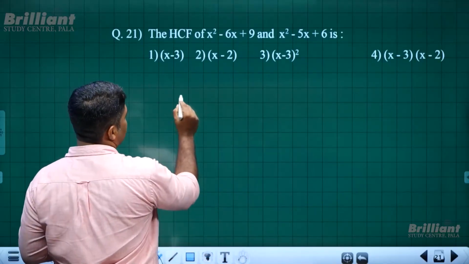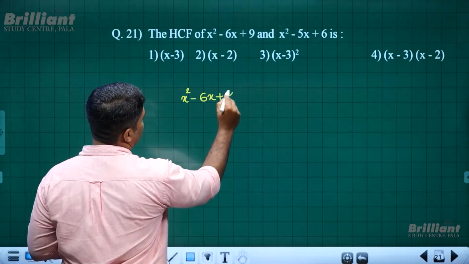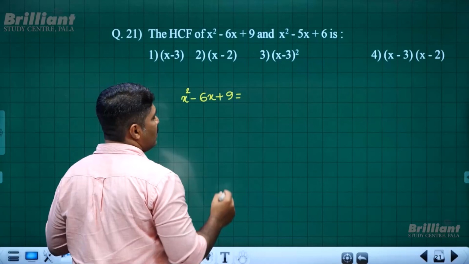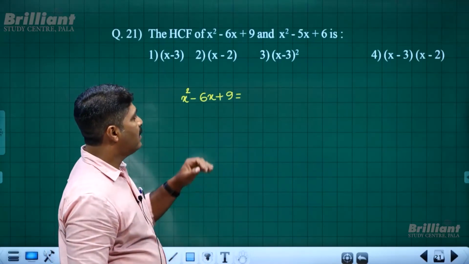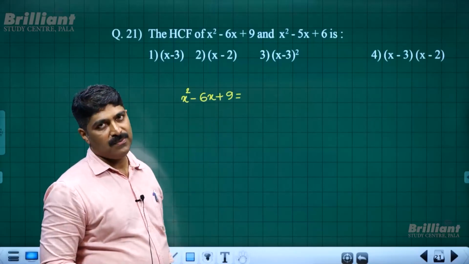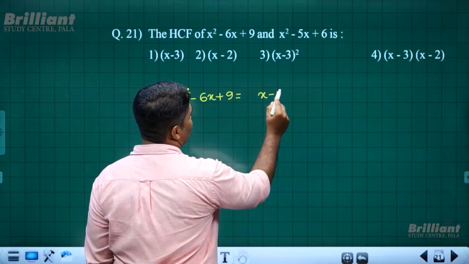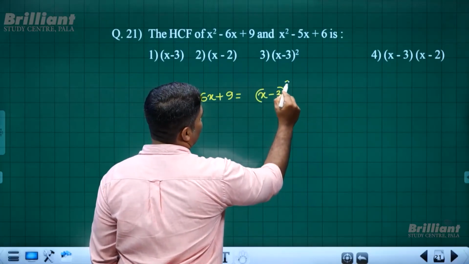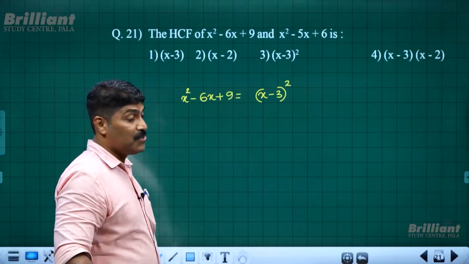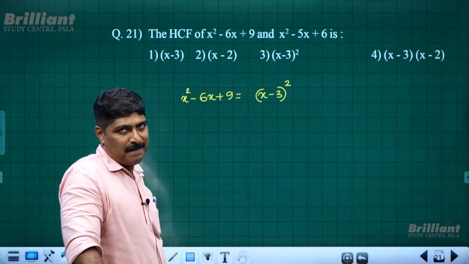For that, first we consider x square minus 6x plus 9. Do you know which are the factors of this? You just think about it like this: the product of two numbers is 9 and their sum is equal to 6. Which are the numbers? 3 and 3. Therefore, we can directly write this as x minus 3, the whole square. Just recall the result, a minus b, the whole square. Based on that idea, that is x square minus 6x plus 9.